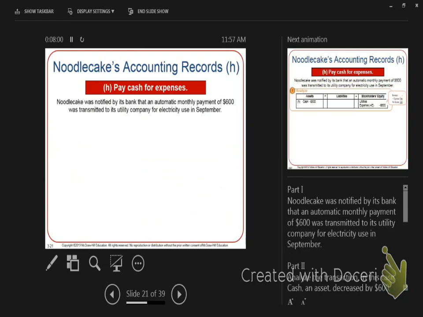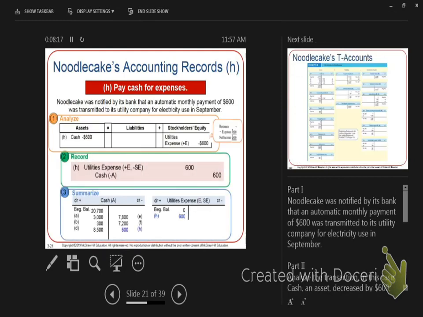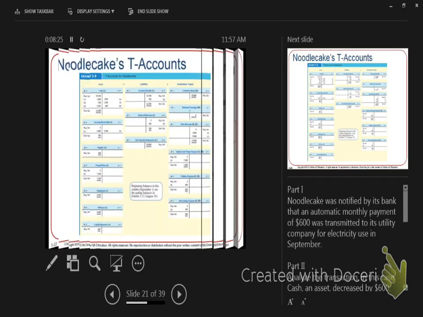And then we paid cash for expenses. Noodle Cake was notified by the bank that an automatic payment of $600 was transmitted for electricity. So it's going to be utility expense, electricity expense, and cash. Now for me, whatever, utility, electricity, but in Connect, you want to make sure that you pull down the right one. So make sure they're not being too specific.